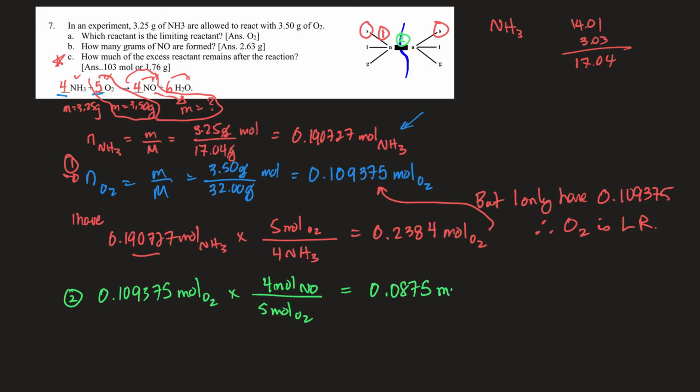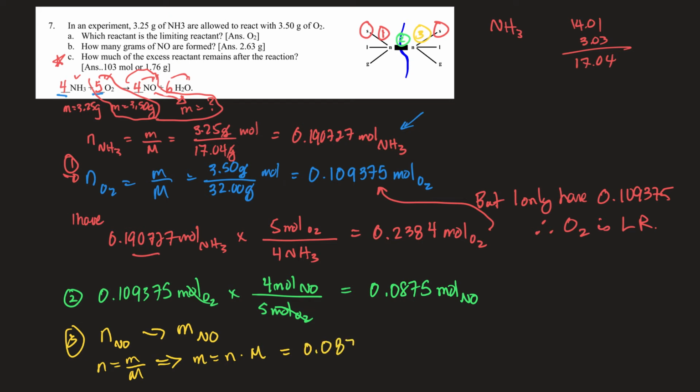0.0875 moles of nitrogen monoxide. And so step 3 will be taking it back to grams. So taking the moles of nitrogen monoxide, converting it to mass of nitrogen monoxide. Formula: moles is mass over molar mass. So to rearrange that, mass is equal to moles times molar mass. The moles I just got, 0.0875 moles, times the molar mass of nitrogen monoxide.